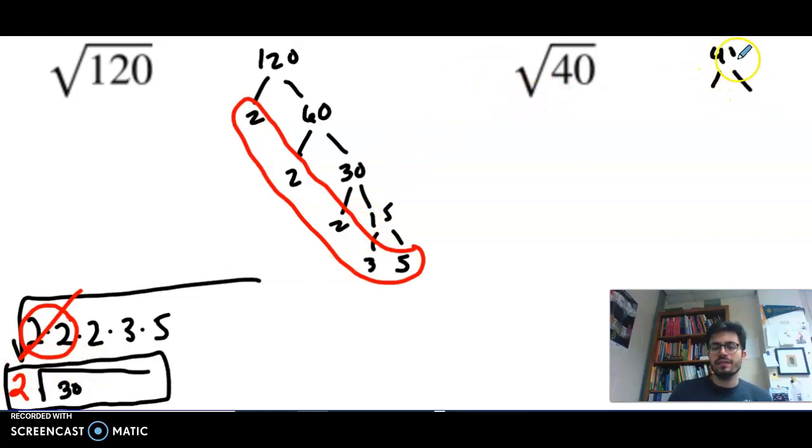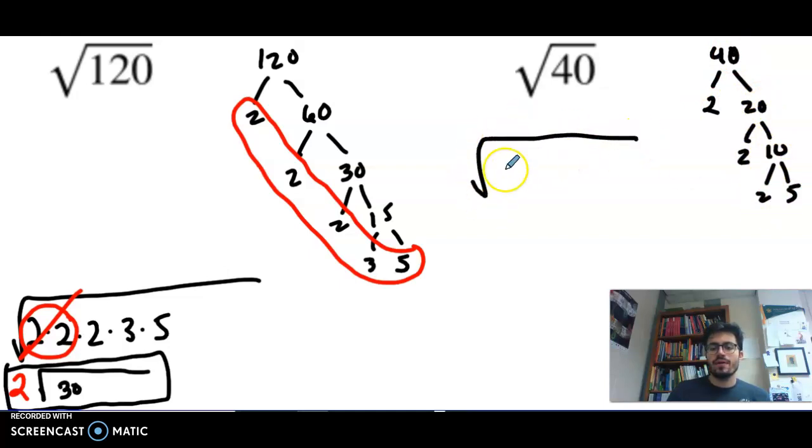40, same thing. Let's factor it. If I put everything, I have 2 times 2 times 2 times 5. Here's my pair of 2's. I put 1, 2 on the outside. And what do I have left on the inside? 2 times 5, which is 10.